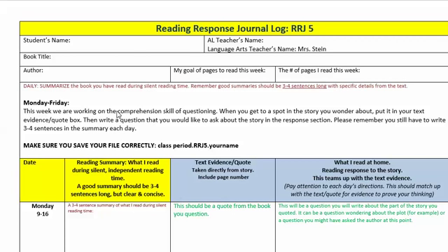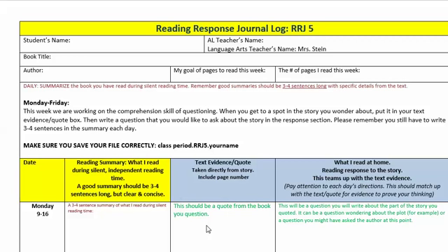This week, the skill we're going to be working on is the comprehension skill of questioning. Asking yourself questions while you read a book. When you get to a spot in the story that you wonder about, put it in your text evidence box right here. That's a quote. So a quote literally taken directly from the story with the page number.